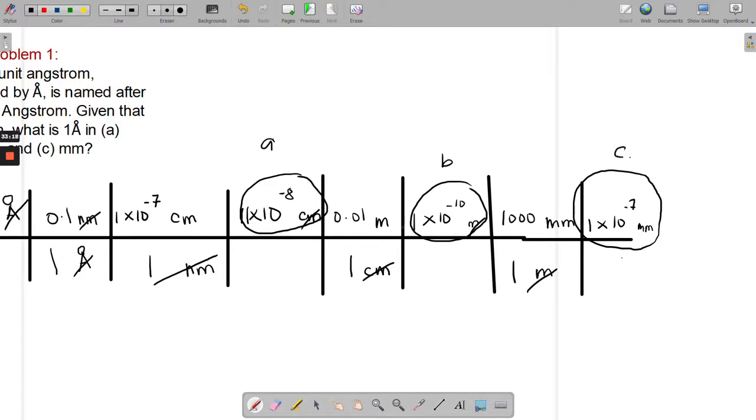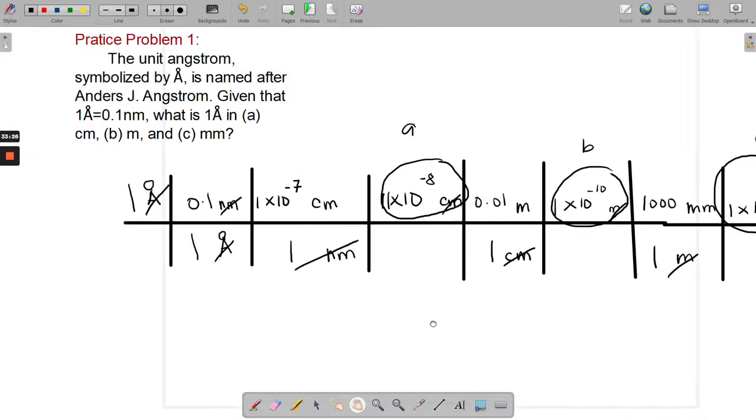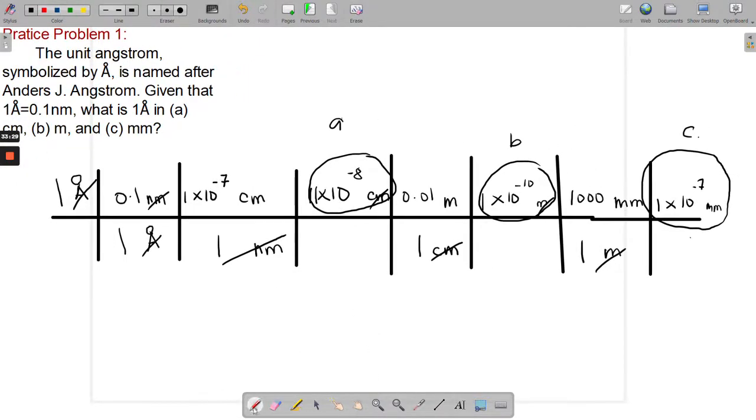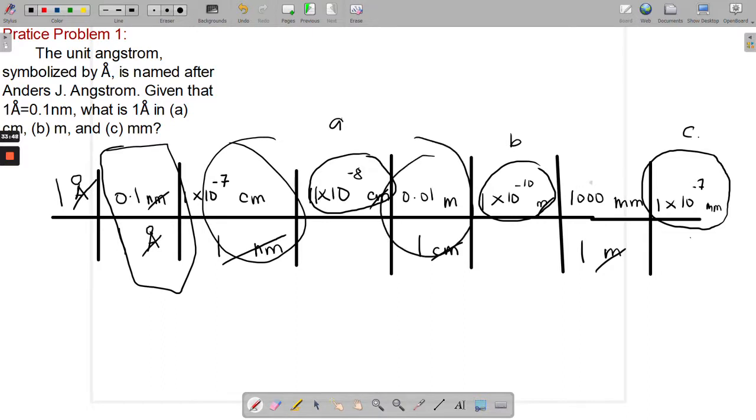Okay, so now we'll be able to answer using conversion. So these portions right here, I'm going to mark them. These portions right here, and these ones are what we call the conversion ratio. Those are all the conversion ratios, and those are essential in unit conversions.